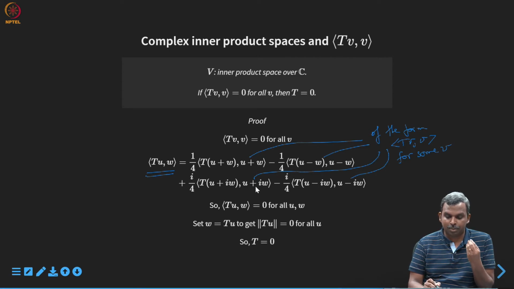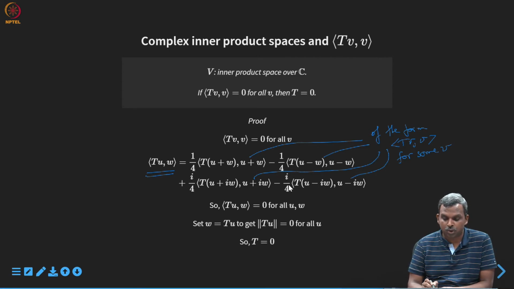So this happens only in the complex space. This i is very crucial. If you don't have the i, you cannot make it happen in the real space, right? We already know the counterexample is true, so it cannot be happening. So Tu, w is 0. Just by saying Tv, v is 0 for all v, you are actually forcing Tu, w to be 0 for all u, w. So this is really a property of the complex field. That's why this is very important.